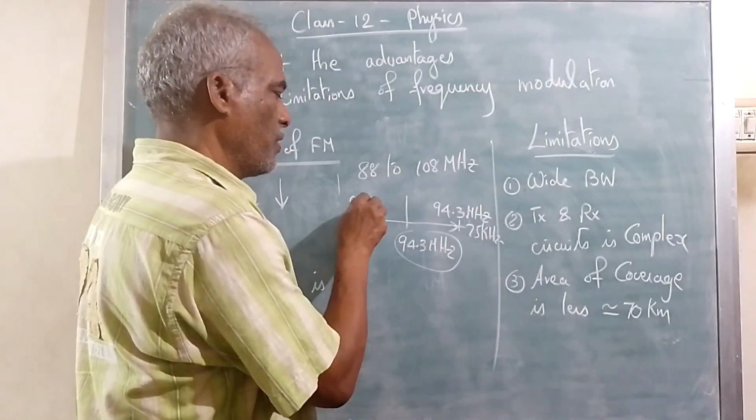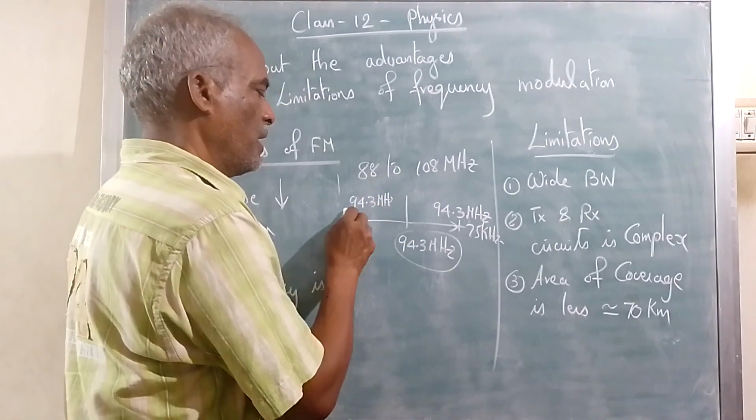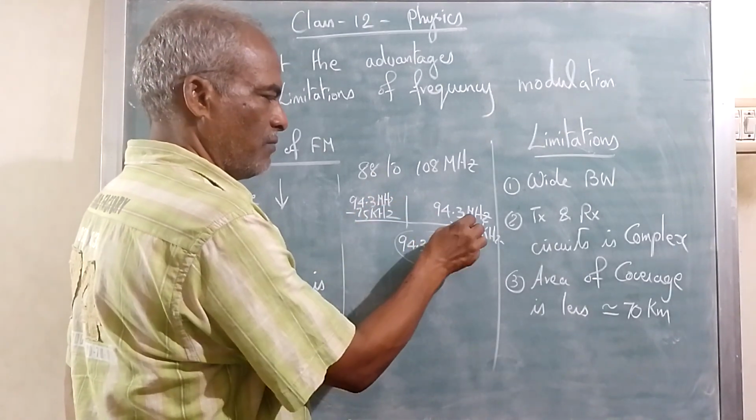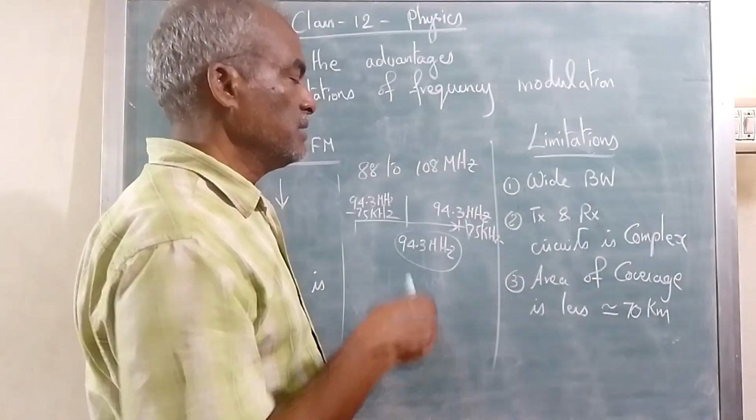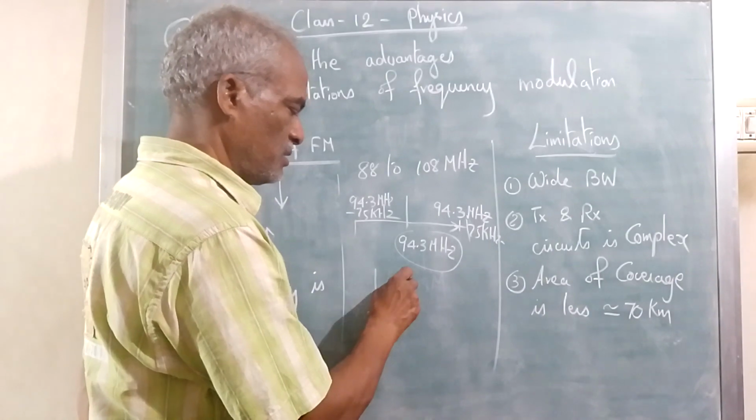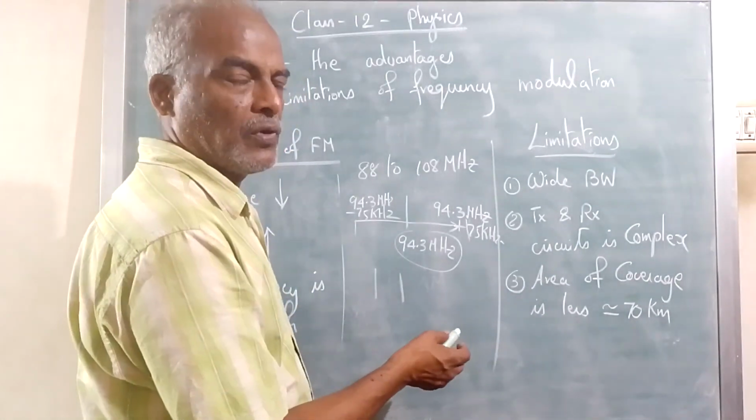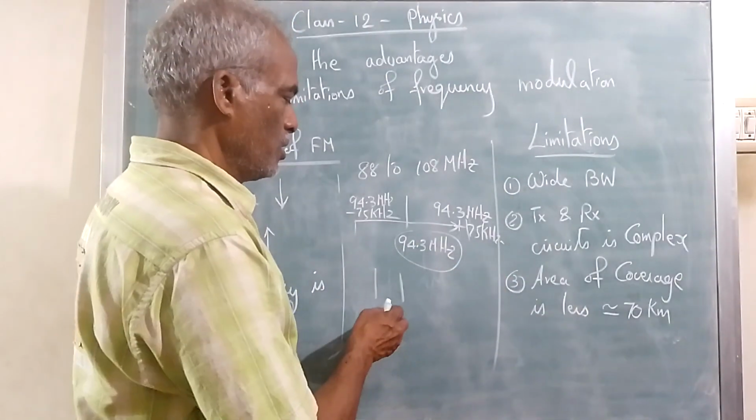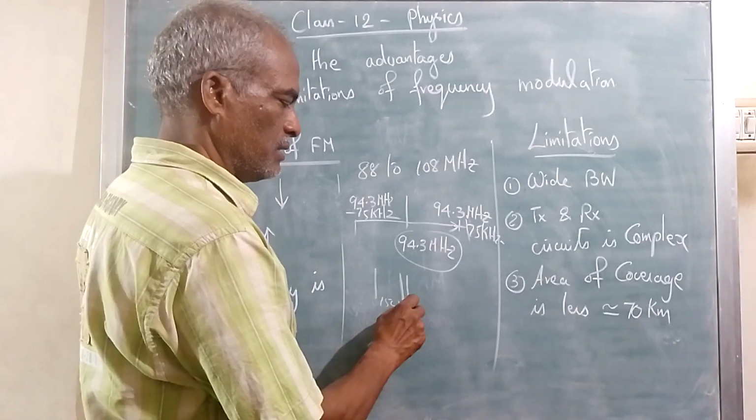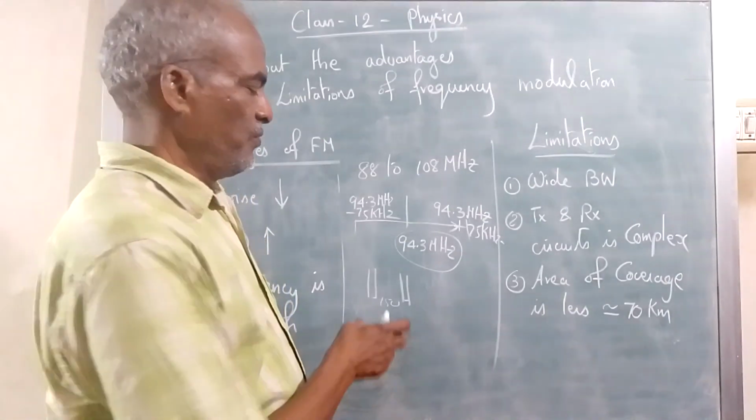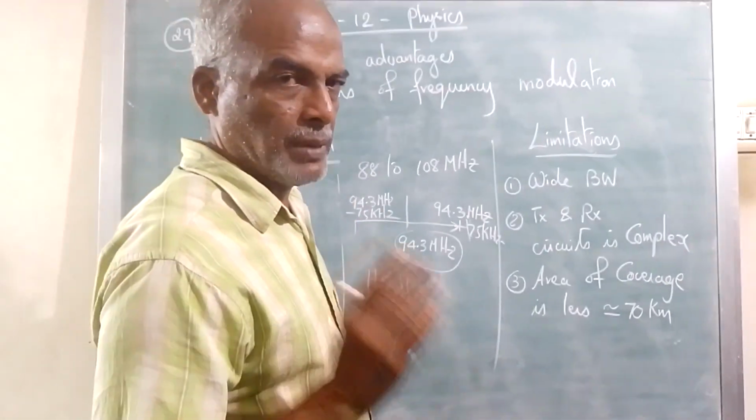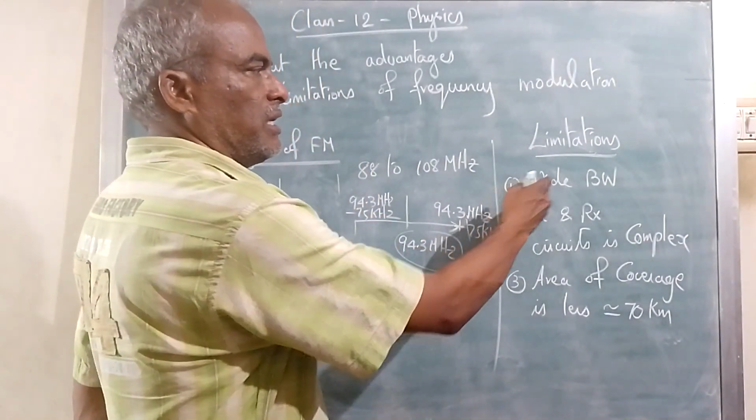In the lower side, the deviation from the center frequency will be 94.3 megahertz minus 75 kilohertz. So that means the bandwidth required to operate one channel in this 88 to 108 megahertz is 150 kilohertz. The remaining 50 kilohertz is utilized to separate the channels. We call it a guard band. This guard band is 25 kilohertz on this side and 25 kilohertz on this side. So put together, it totally occupies 200 kilohertz as the bandwidth. So that means it needs wide bandwidth.